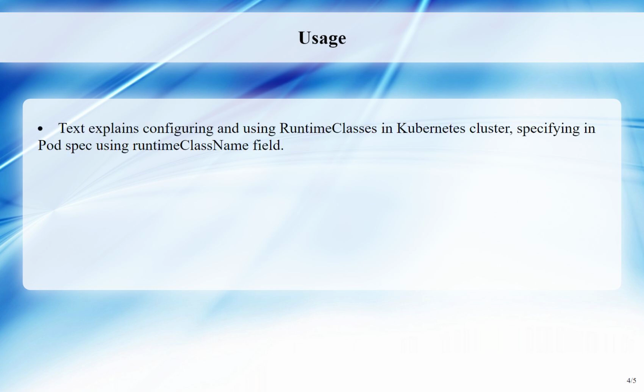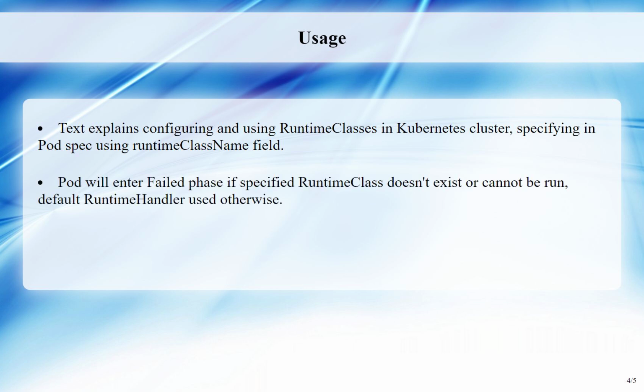Usage. The text explains how to configure and use runtime classes in a Kubernetes cluster. Once runtime classes are set up, they can be specified in a pod spec using the Runtime Class name field. If the specified runtime class does not exist or cannot be run by the Container Runtime Interface (CRI), the pod will enter the failed terminal phase. If no runtime class name is specified, the default runtime handler will be used.